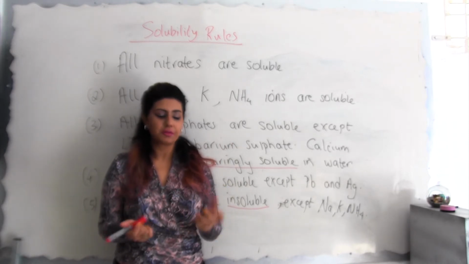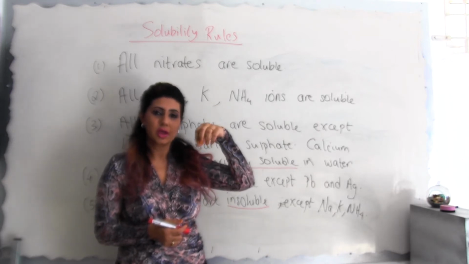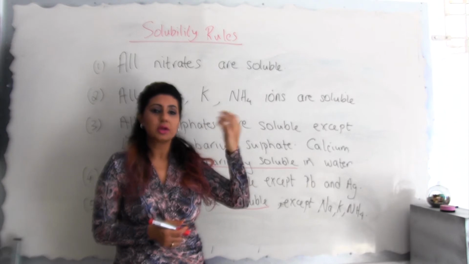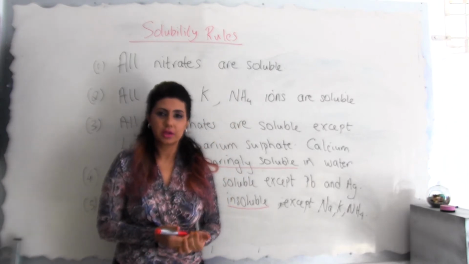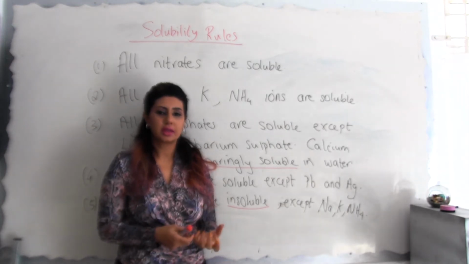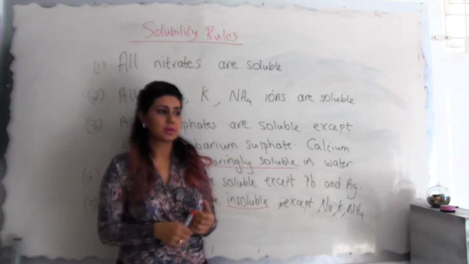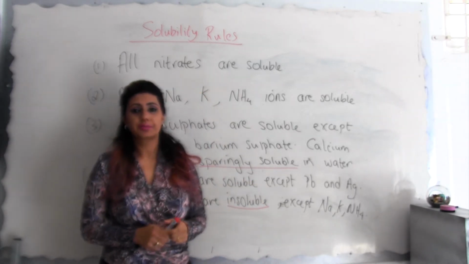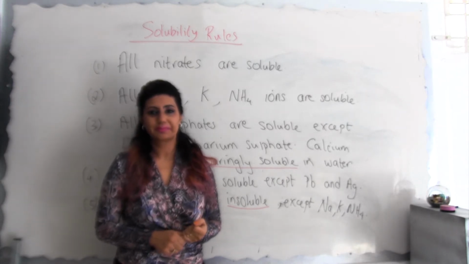When you filter it off, the one which is insoluble remains in the filter paper as residue, and the one which is soluble drains through the filter paper and is collected as the filtrate. Then if you want to, you can heat off the water and get the crystals. So in a way, you can separate them based on their solubility in water.